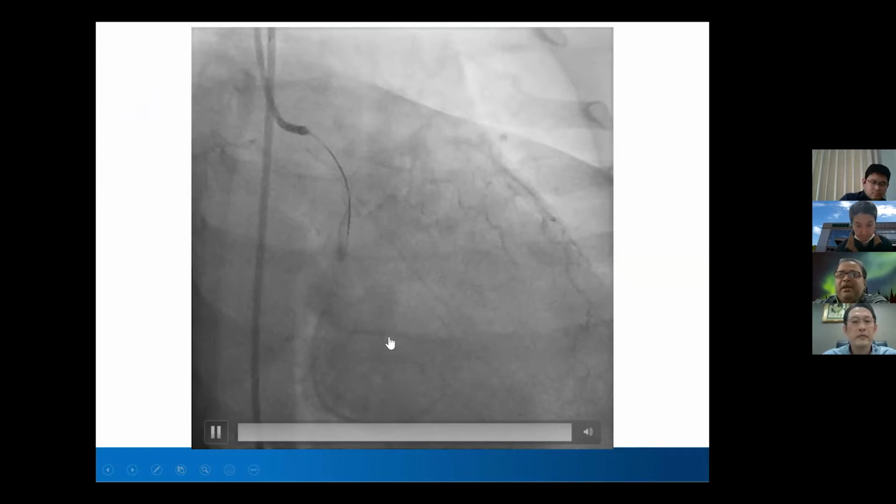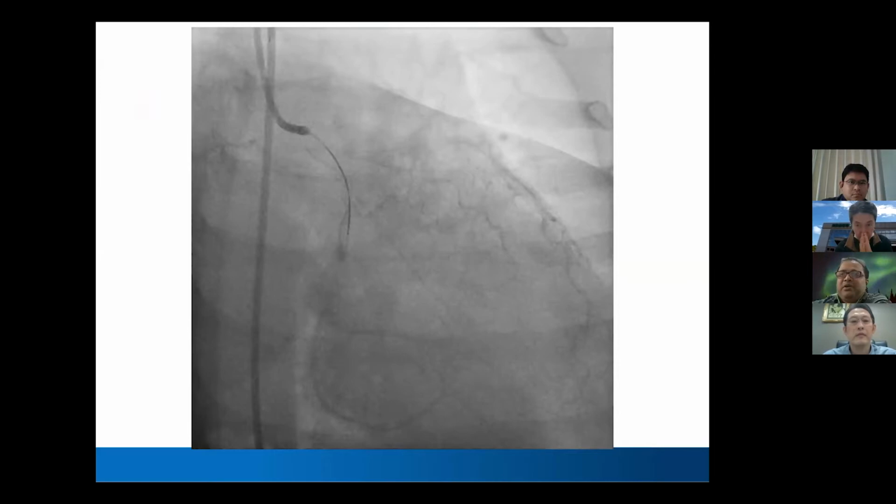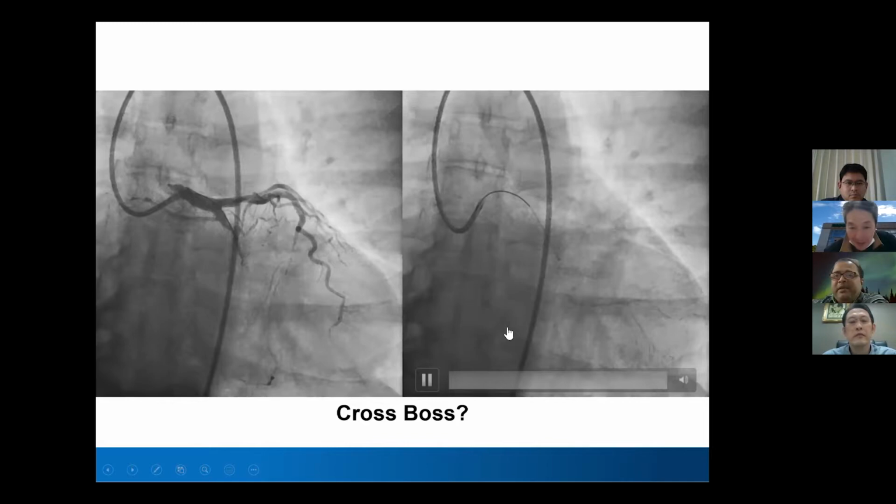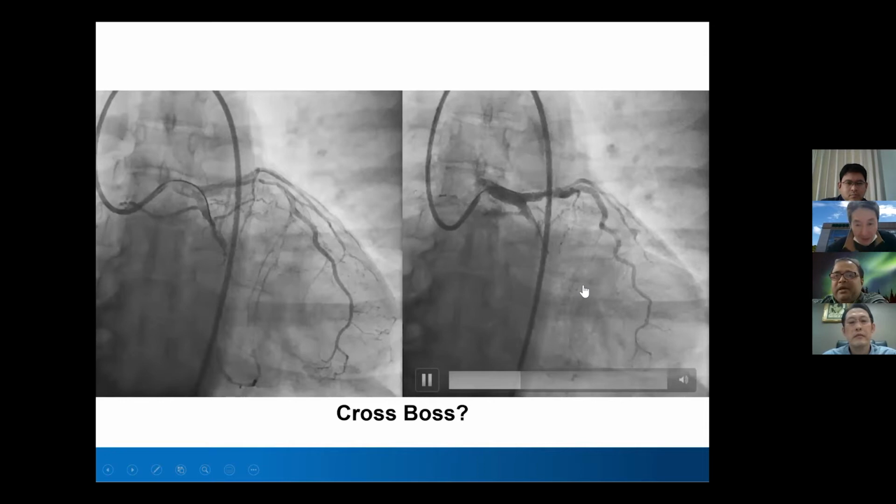Seeing that the previous operator also failed, we tried a Crossboss. We thought maybe we could use the Crossboss to cross and try ADR. But the Crossboss got stuck here and we could not proceed further. We wondered whether there was any calcium there, but we could not see any.